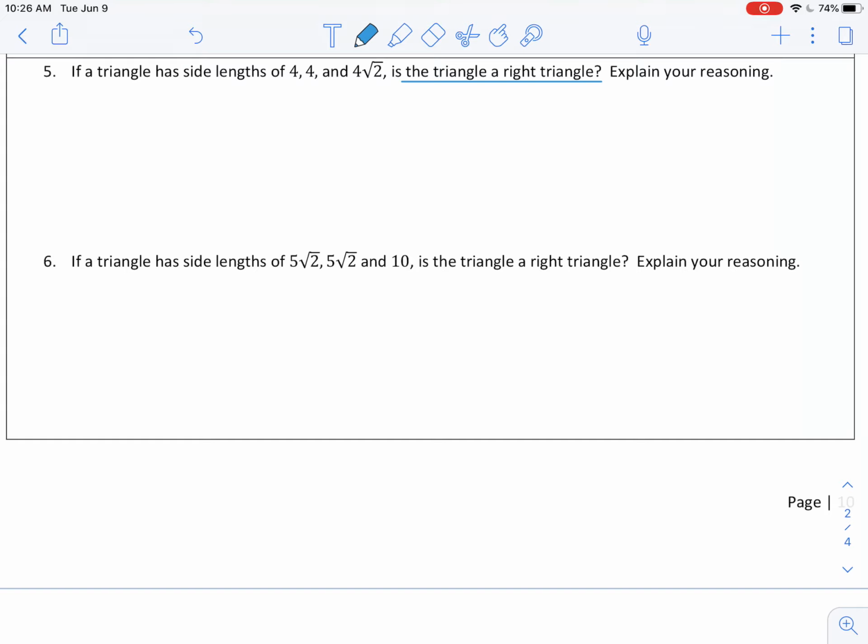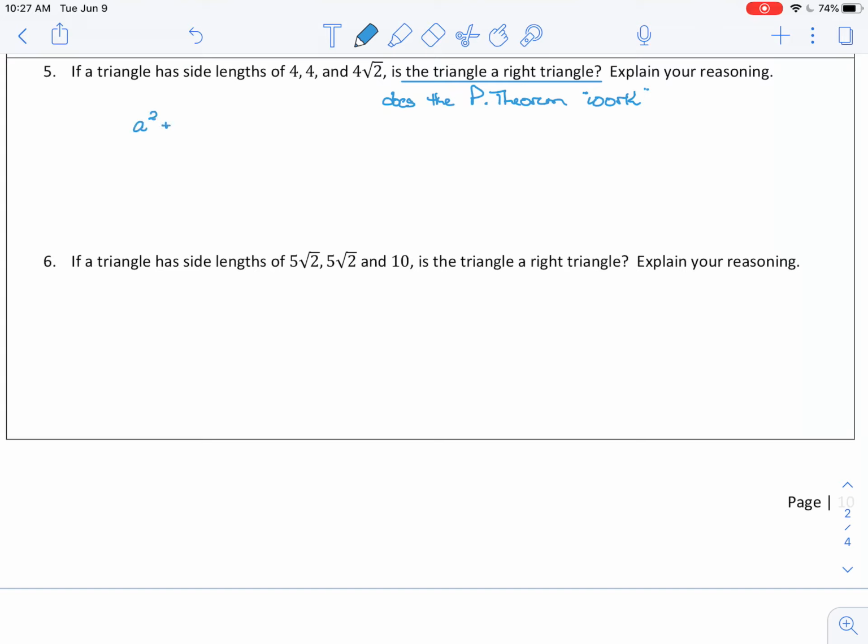Your test for that, the reason why it's in this lesson, is the Pythagorean theorem. The Pythagorean theorem only applies to right triangles. So if the Pythagorean theorem works, then it's a right triangle. So when it says, is the triangle a right triangle, what we're really asking is, does the Pythagorean theorem work? Basically, do you end up having the same thing on both sides? So let me show you what I mean by that.